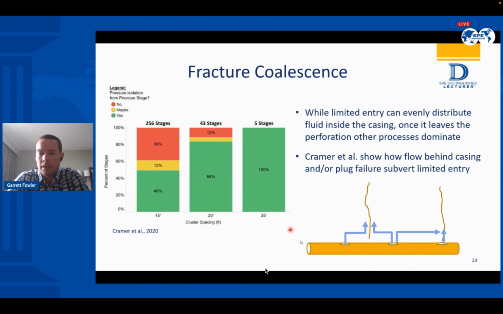So what I'm showing in this little cartoon in the bottom right is you might have a fracture that initiates directly from the hole in your pipe or your perforation cluster, but there's also a pathway outside of that pipe or in the annular region where fluid could exit from two different perforation clusters and then coalesce into one fracture as it propagates again in the direction of SH max.